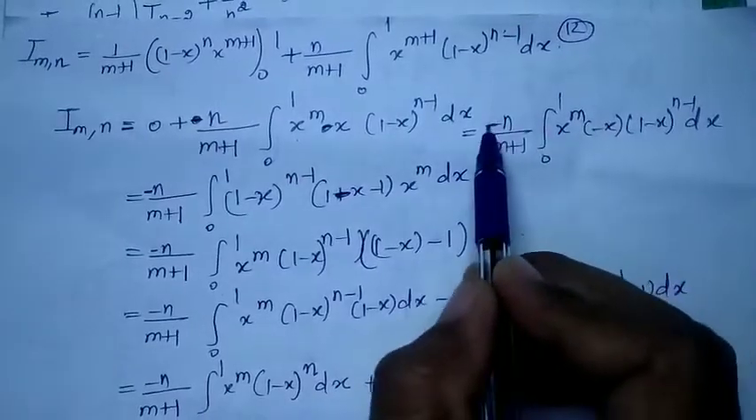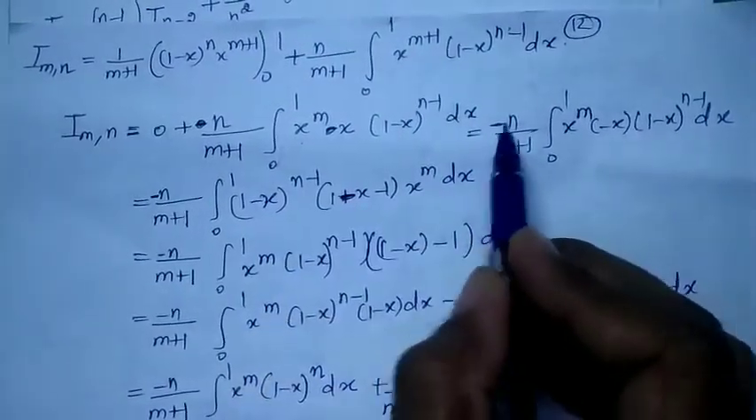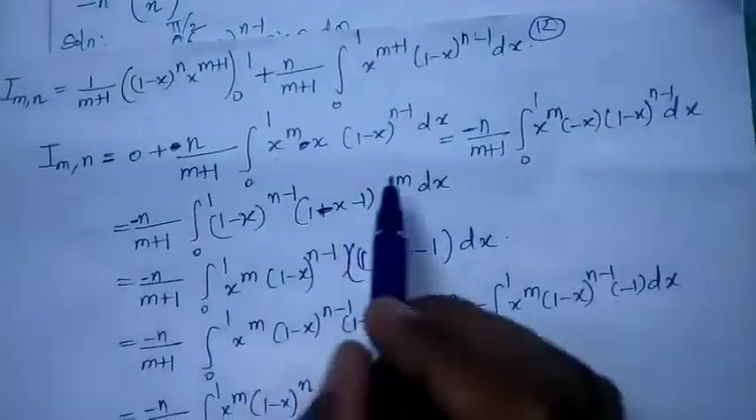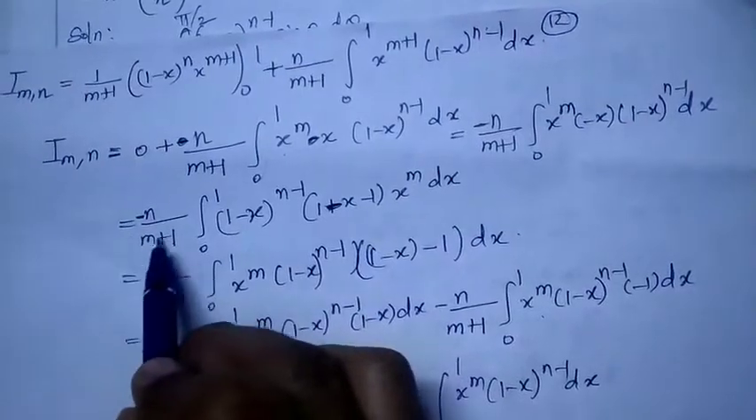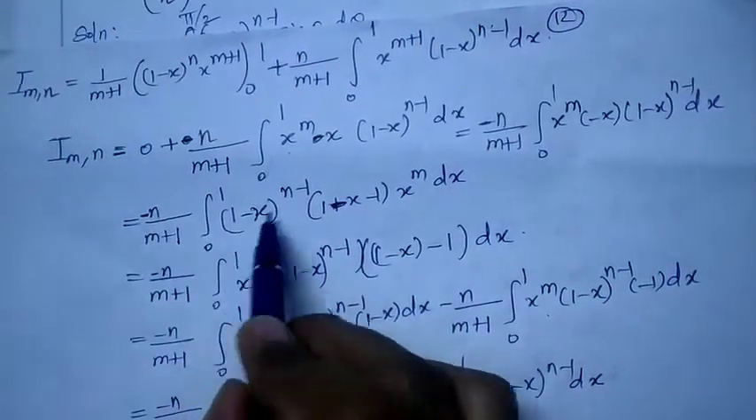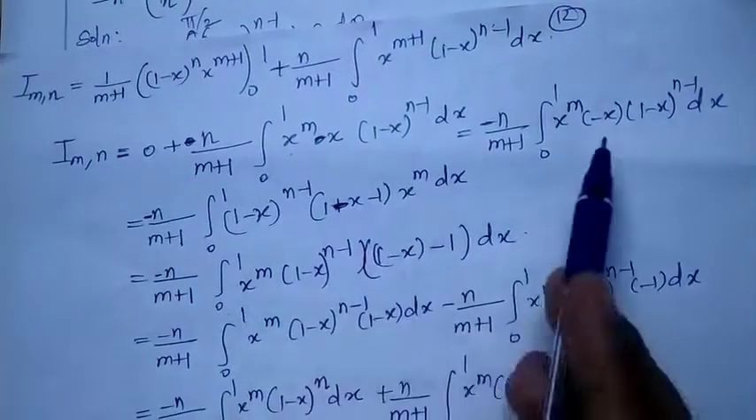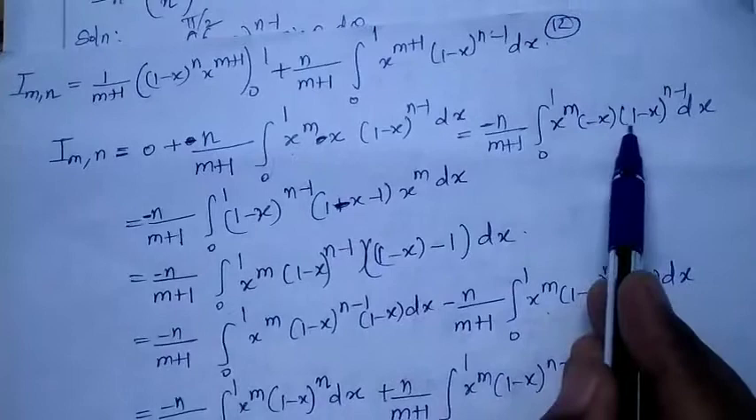So minus, if you put minus outside, minus into minus will become plus. So I am just putting 2 minus here. Okay, I am introducing two new signs. So minus n divided by m plus 1 integral 0 to 1 minus x the whole power n minus 1. Okay, next term.